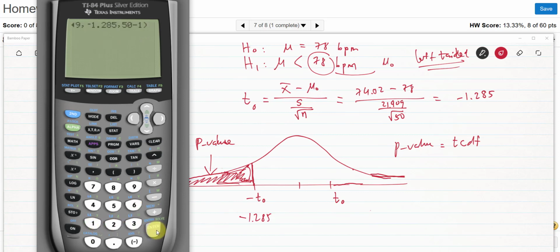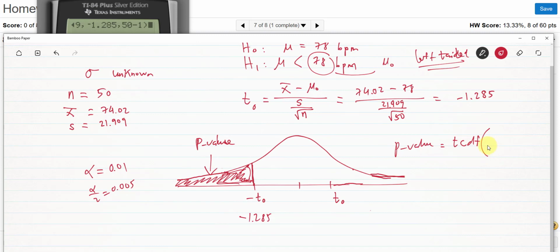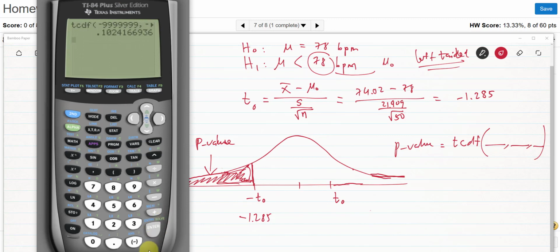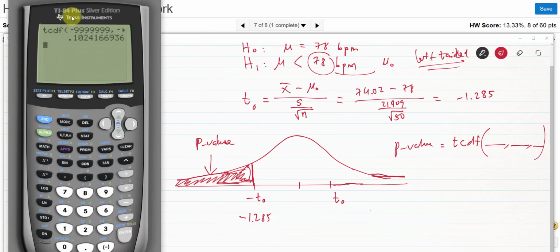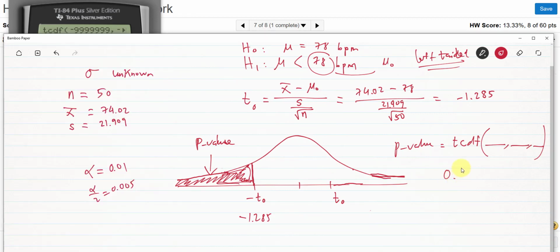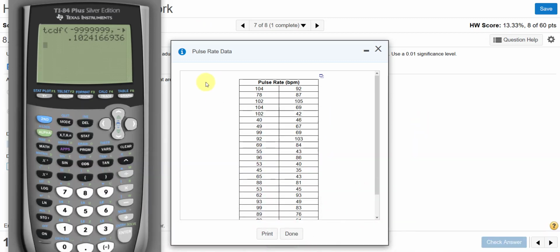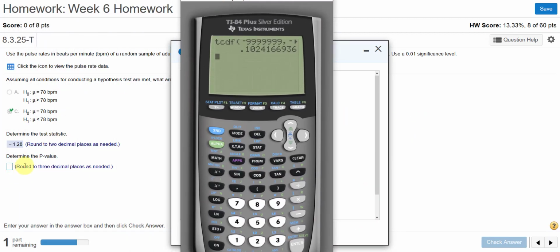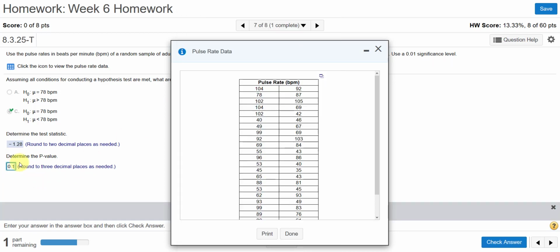You input the lower bound, the upper bound, and then the degree of freedom, n minus 1, and then just click enter, and that is your p-value, which is 0.102. So 0.102 is your p-value. Okay, let's try to put that in here. They want you to round to 3 decimal places, so 0.102.